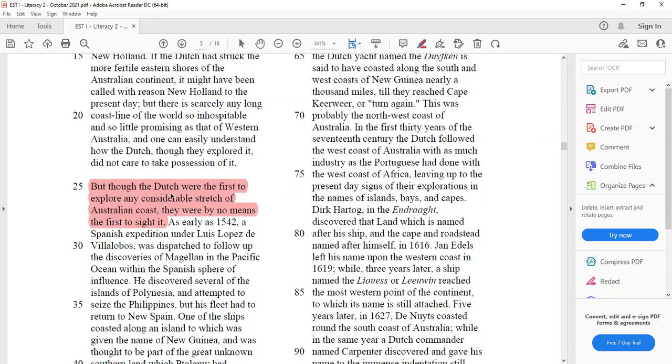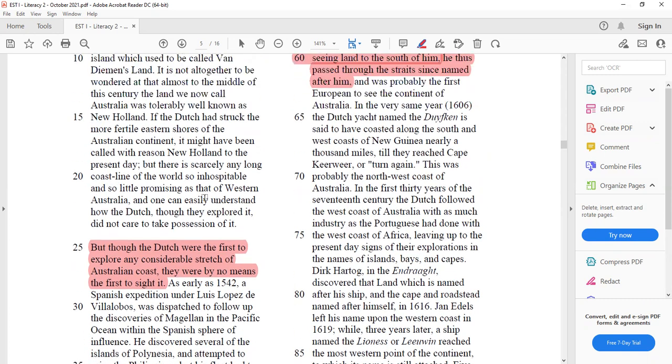25 to 28 only. I'm gonna read this one. But though the Dutch were the first to explore any considerable stretch of Australian coast, they were by no means the first to sight it. So they were the first to explore, but they were by no means the first to sight it. Okay, mister. I'm with you that this may be an answer. But mister, I want to just be sure. You told us before, the students know that they are with me. They know that if we have but, or although, or however, we take a sentence before. So let's take a sentence before.